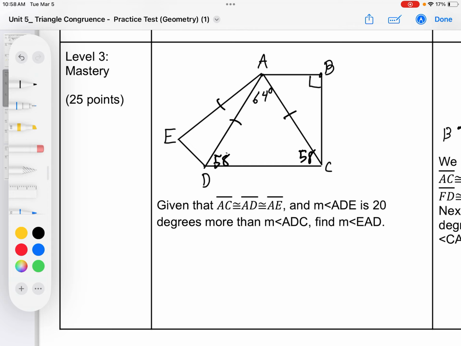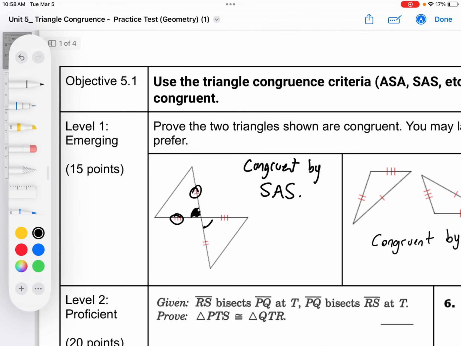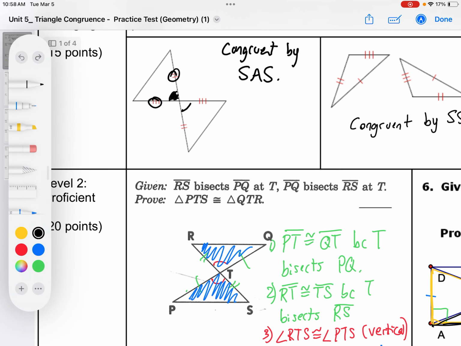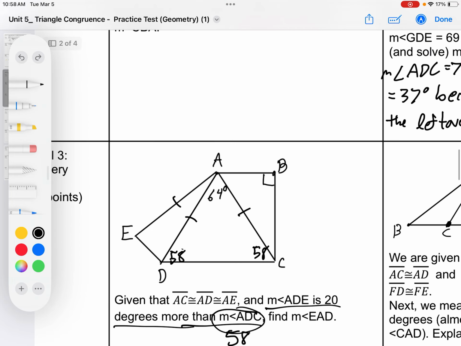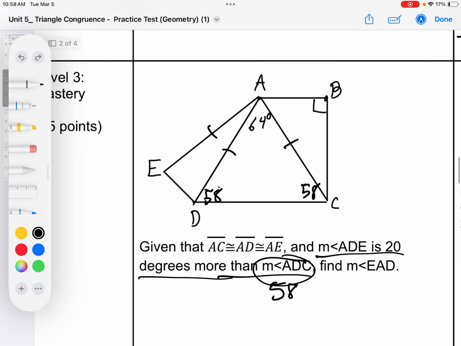I don't know if there's anything else I can figure out, but oh, I can go back to the given. Measure of angle ADE is 20 degrees more than ADC, but we know ADC now. That's 58. What's 20 degrees more than 58? That's right, 78. So think about which of these angles is going to be 78. It says ADE is 20 degrees more than ADC. That makes this one 78.